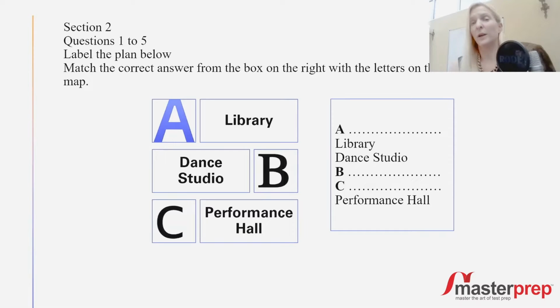So here you have section 2, questions 1 to 5. And then, of course, you'll have questions 6 to 10 later. Label the plan below. Match the correct answer from the box on the right with the letters on the map. If you look at the map, you'll see A, B, and C boxes are missing. And on the right, you'll see that you have to fill in words in A, B, and C.